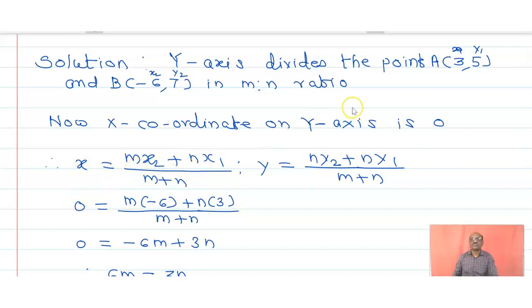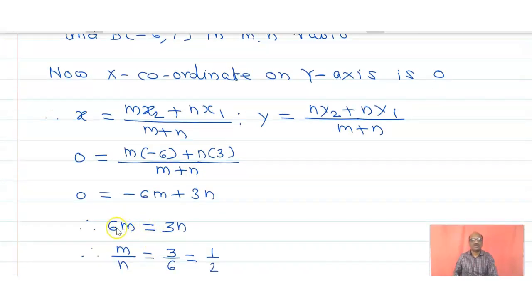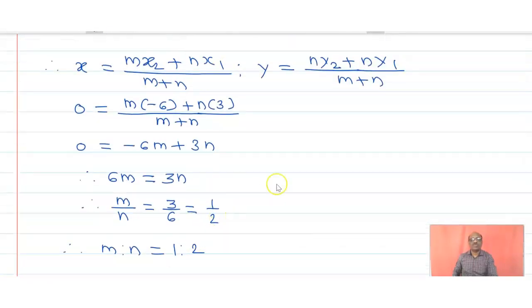Therefore 0 mx2, what is here? x2 is minus 6 and the x1 is 3. Okay. Upon m plus n आणि मग आपण हे सॉल्व करतो. We required here m upon n, 3 by 6 that is equals to 1 upon 2. Now we'll find out here, आपण आता इथे y coordinate आपल्याला find out करता येणार आहे.